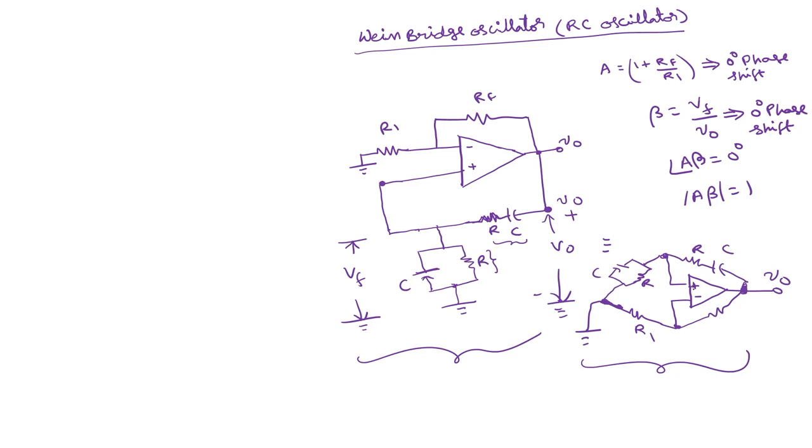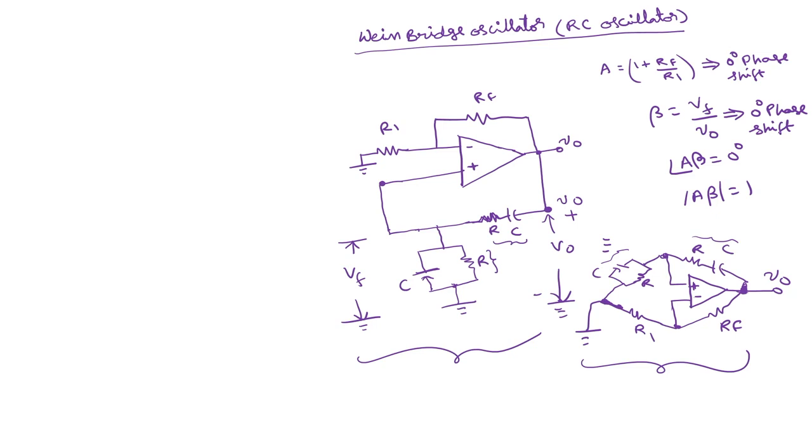We can see that at the positive terminal, one edge goes to the series RC, another edge goes to the parallel RC. And from the output of the op amp, we take the output V0, and the other end of this output goes to RF, whereas the negative terminal goes to R1. So these two are the same.